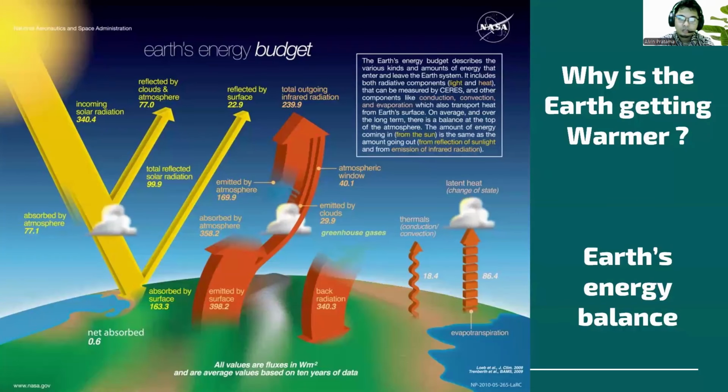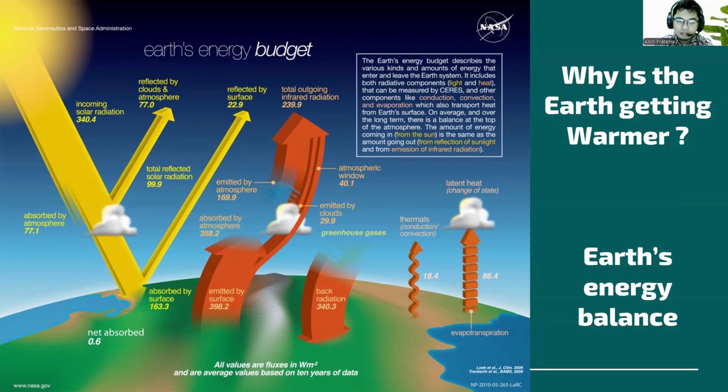Before talking further about climate change, we also have to understand why this can happen. This is related to the concept of the Earth's energy budget. The primary source of energy for our planet is the sun. It emits energy in the form of electromagnetic radiation, mostly in the visible and ultraviolet spectrum.